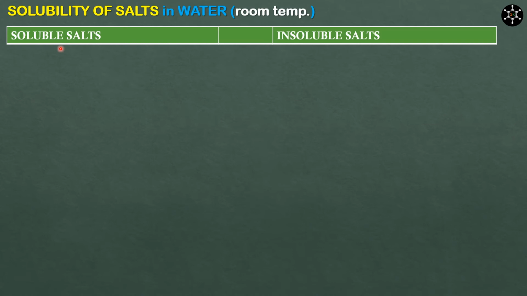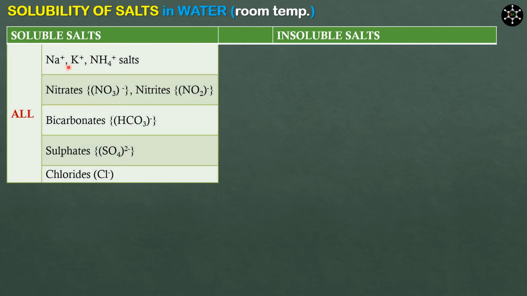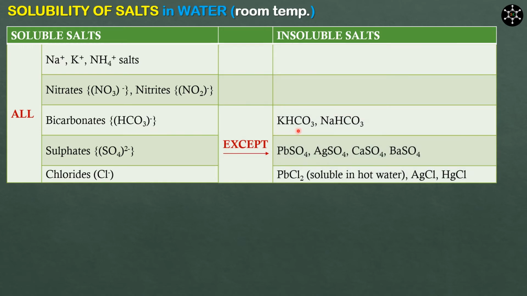It is important to memorize the solubility of salts in water, specifically at room temperature. We will be listing all soluble salts in water on this side and all insoluble salts in water on the right hand side. All sodium, potassium and ammonium salts are soluble in water at room temperature. All nitrates and nitrite salts are soluble in water. All bicarbonate salts are soluble in water except potassium and sodium bicarbonate.